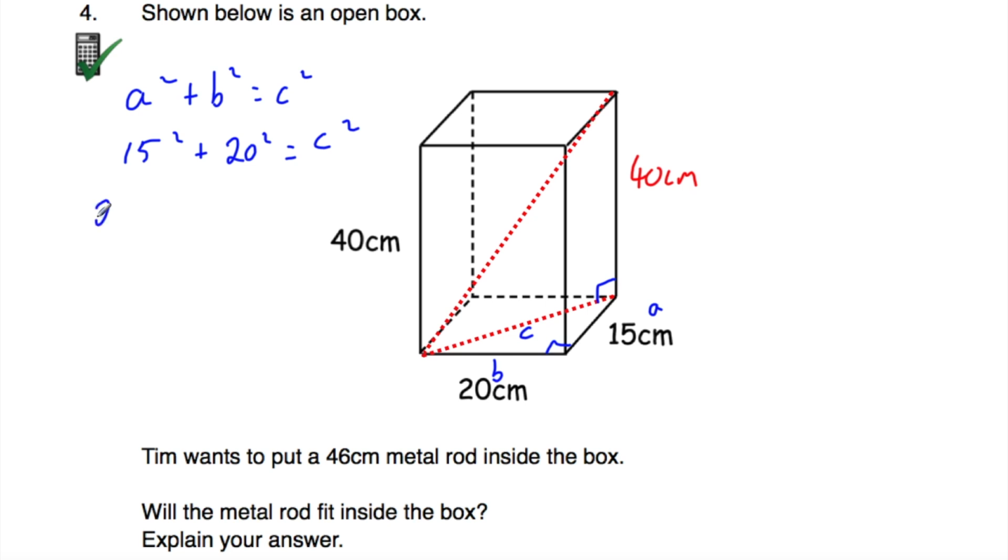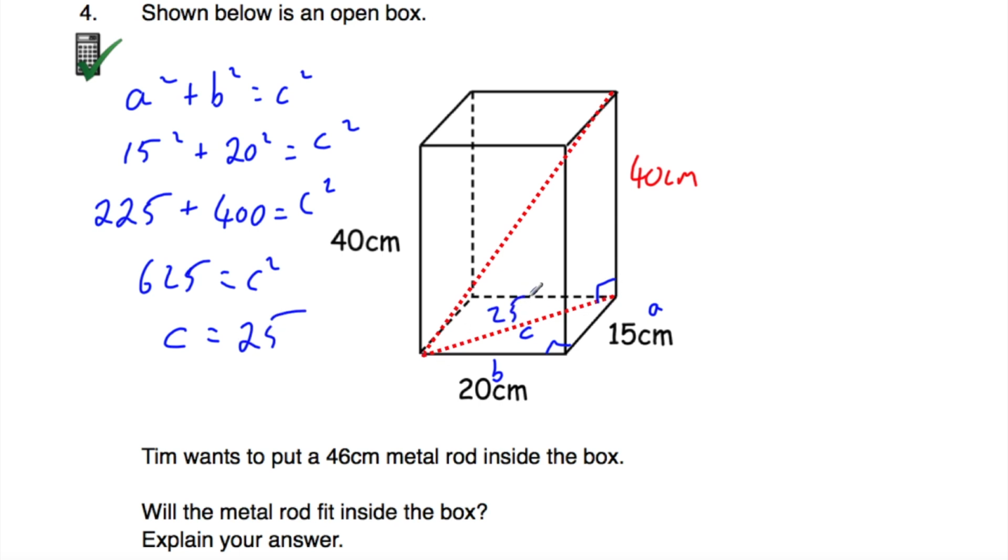15 squared is 225, plus 20 squared, that's equal to 400, and that's equal to C squared. 225 plus 400 is 625, and that's equal to C squared. And then if you square root, you get that C is equal to 25. So that means the length of this diagonal is 25 centimeters.